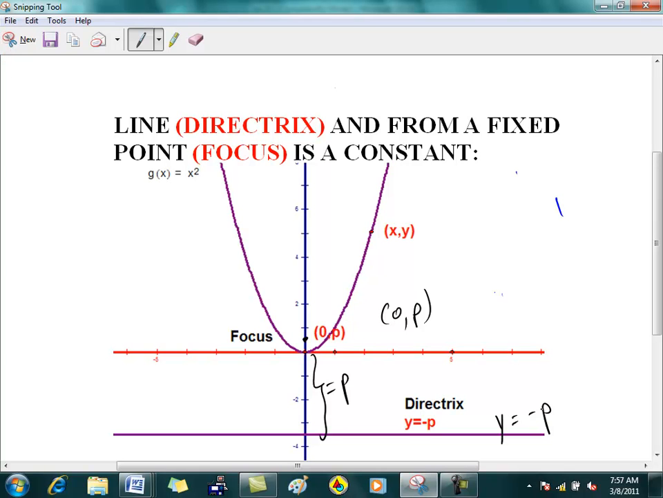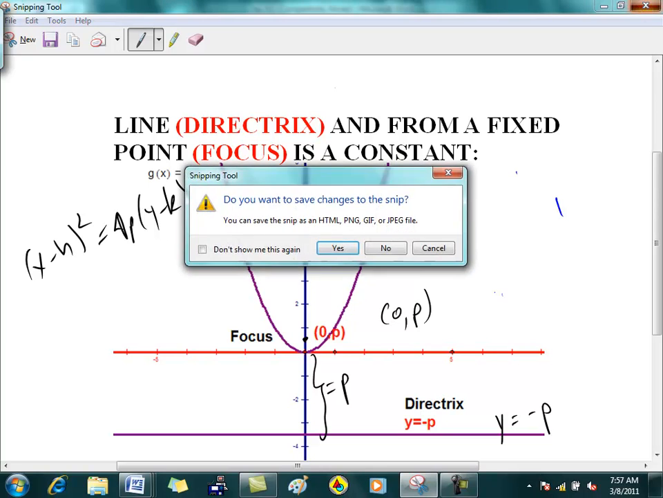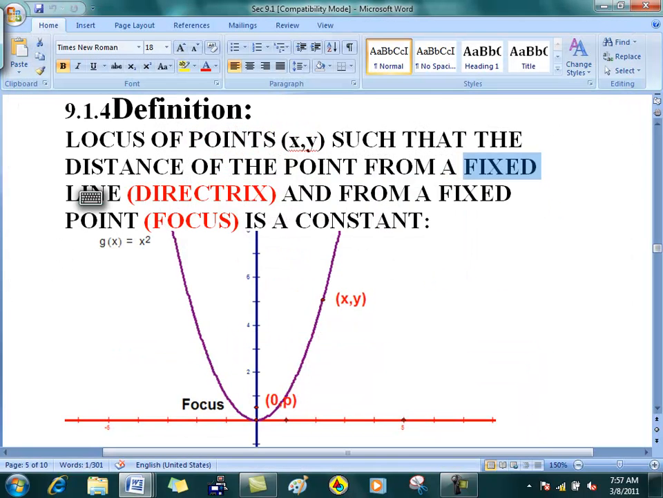Okay, going back to your original equations, it was something like this, right? Equals 4p (y minus k), is that right? Okay, so p could be either positive or negative, and that'll determine whether the parabola is opening up or down or left or right. Okay, let's go into the rules of how the parabola behaves.